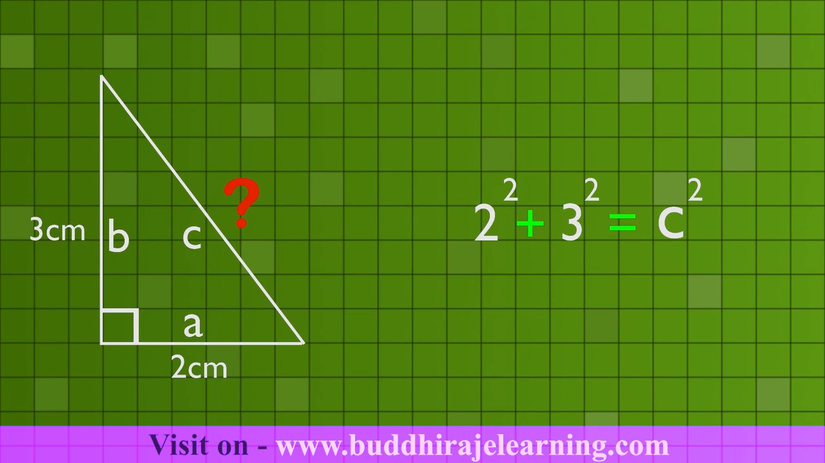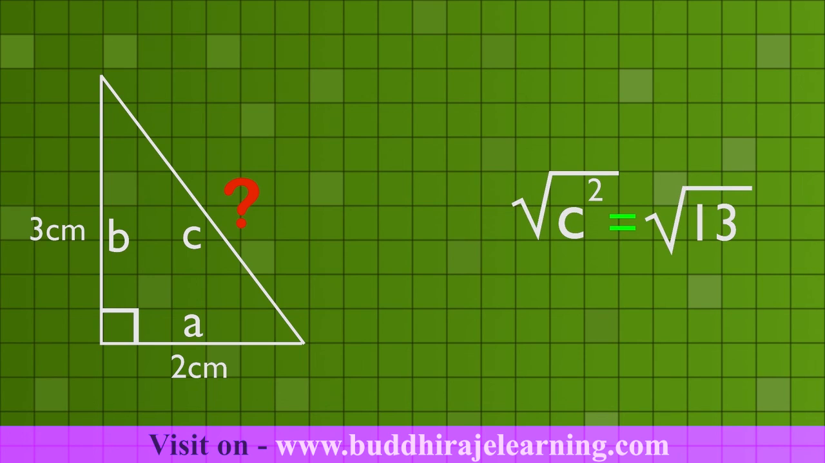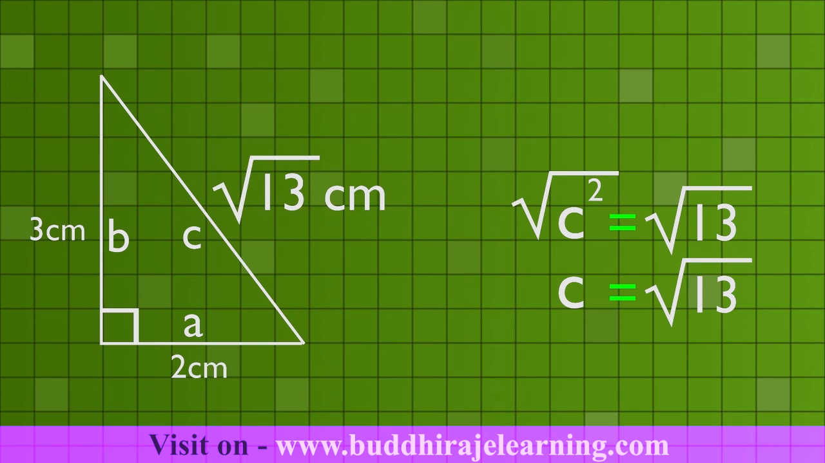Now let us simplify the left side. Therefore, 4 plus 9 is equal to c square. It gives 13 is equal to c square, which we can write as c square is equal to 13. If we take square root on both sides, we get the value of c. We get c is equal to under root 13. Therefore, the sides of the triangle are 2 cm, 3 cm and under root 13 cm.